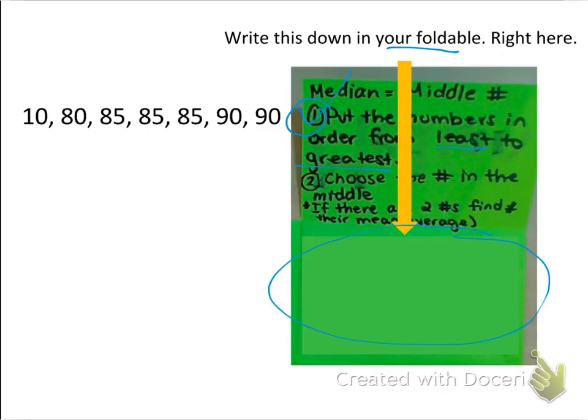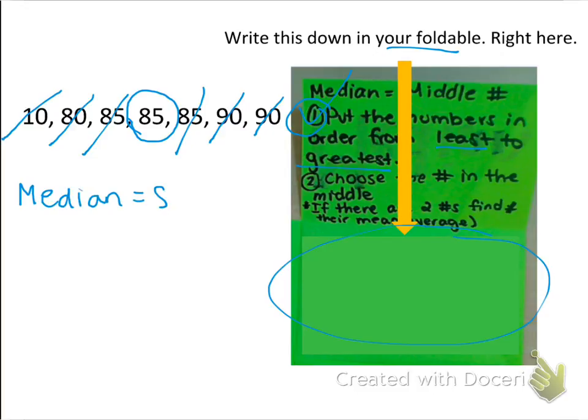What I like to do is I cross them out one at a time to make sure I find the one in the middle, because this is an easy one to do, but sometimes people make a mistake with the middle number. So the 10 gets crossed out, so I cross out the 90. The 80 gets crossed out, so I cross out the 90. 85 gets crossed out, other 85 gets crossed out. And so we find that our median is 85. So our median is 85. And if you only end up with one number in the middle, that's all there is to it. It gets more complicated when there's two.